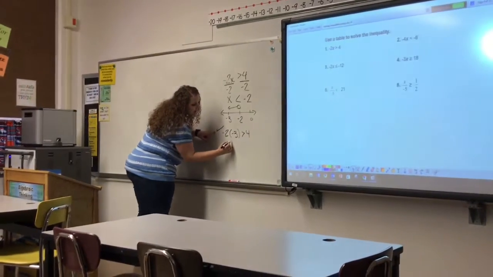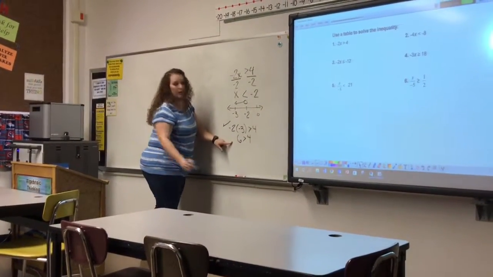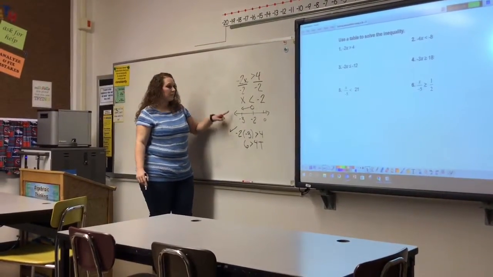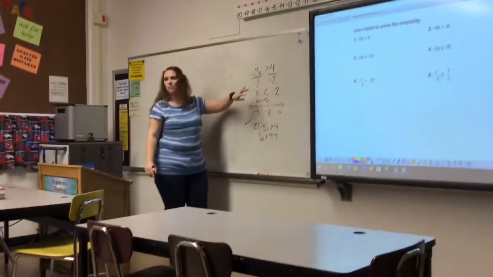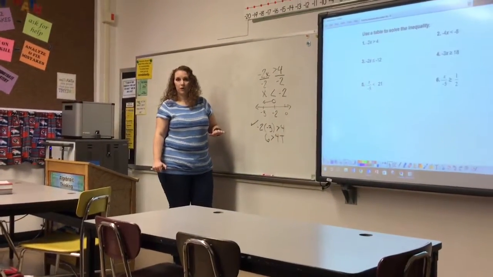So negative 2 times negative 3 is positive 6. Is positive 6 greater than 4? Yes, that is true. So I graphed it correctly. I did the problem correctly. It seems trippy, but it's not. You okay? Good.